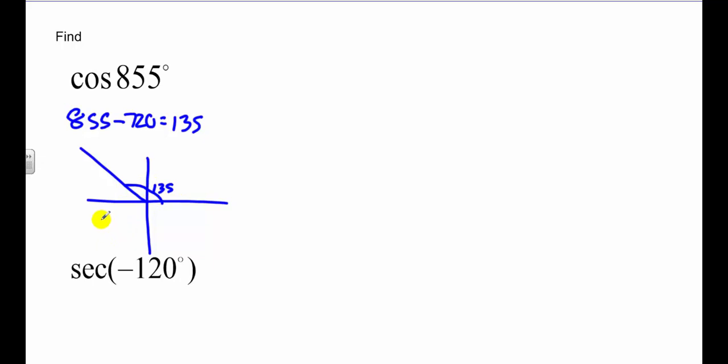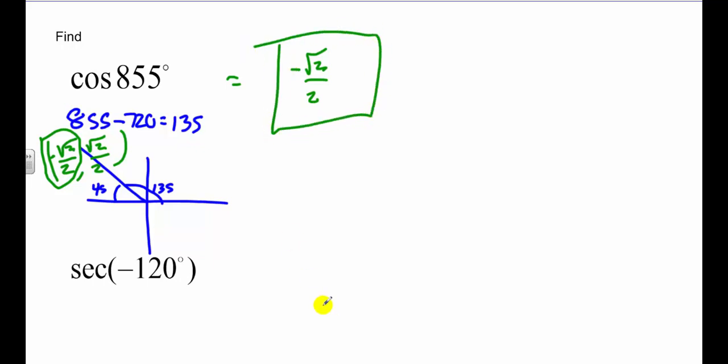But more importantly, what I should probably know is this measure here, which is 45, because that's going to give me the symmetric flip of the first quadrant that I already know. So I know that my x and y values here are root 2 over 2 and root 2 over 2. But my x value is negative since I'm in my second quadrant. We need a cosine, so we're looking for my x value. My x value is negative root 2 over 2, and that's my cosine of 855.